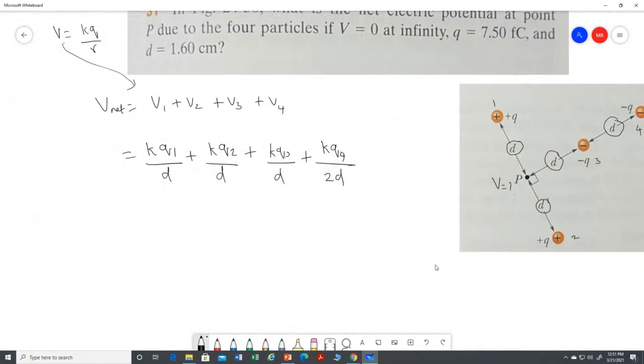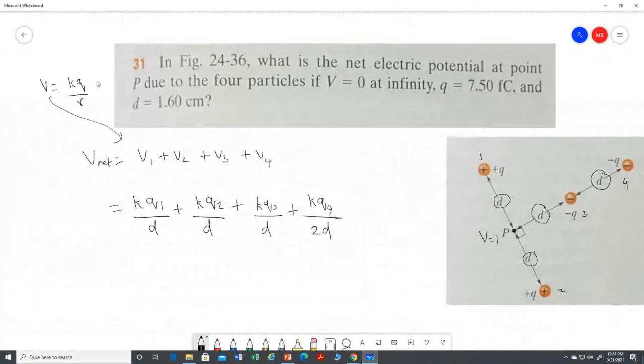Now, you can see all the charges have the same value. What is the value of all charges? According to the question, my Q1 is equal to Q2, equal to Q3, equal to Q4, which is equal to Q, which has the value of 7.5 femtocoulomb. What is the meaning of femto? 10 to the power of minus 15.